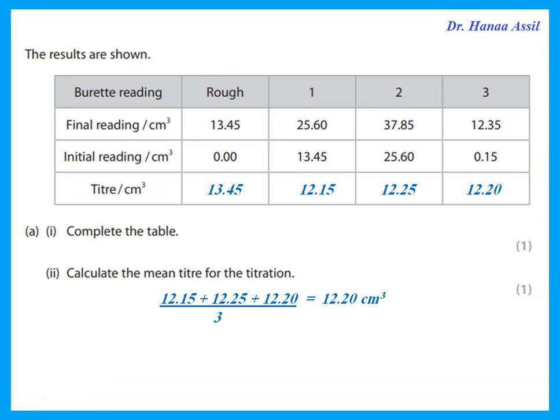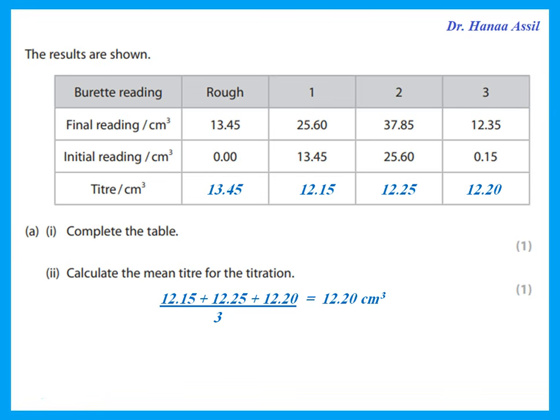They are the results within 0.2 of each other. So the ones that are near to each other within 0.2, these are the ones from titration 1, 2, and 3. And this is what I use to get the average or the mean titer. So I add them up and divide by their number. There are 3 of them. I get a mean or average of 12.2 centimeter cubed.